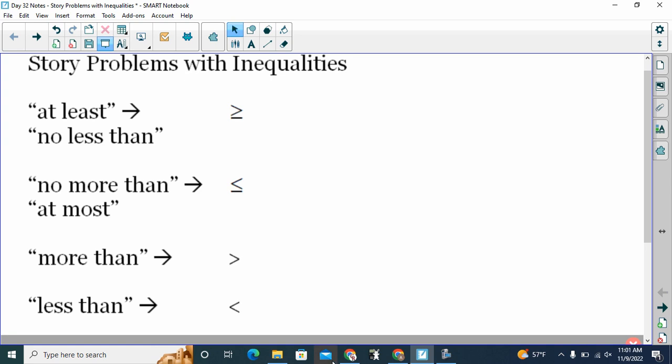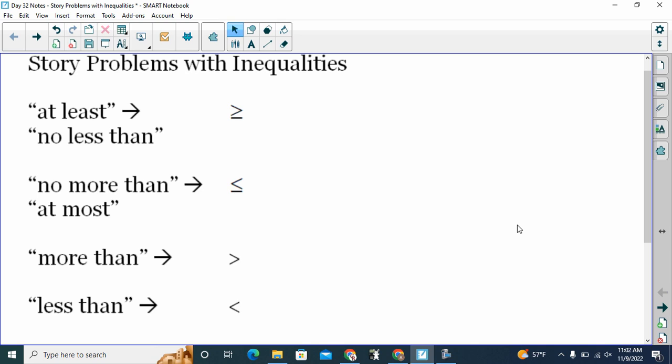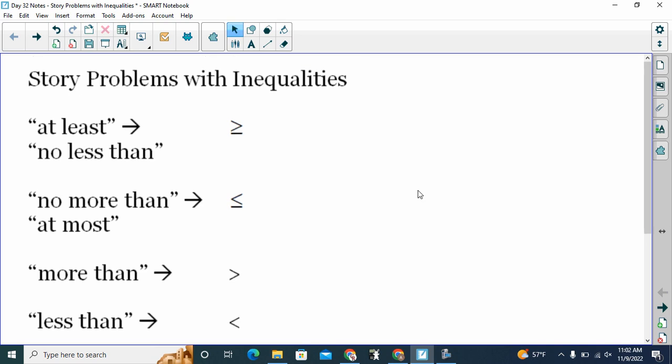Sometimes it may say more than or greater than or less than. If it's more than, it can't be equal to, so it's just greater than. If it says less than, pretty clearly we would have a less than symbol. So I would either memorize this chart here, or we can reason our way through it, which is what we'll do as we work through our story problems.